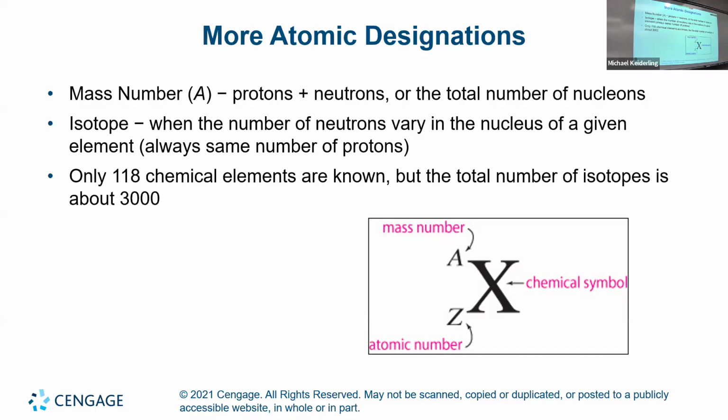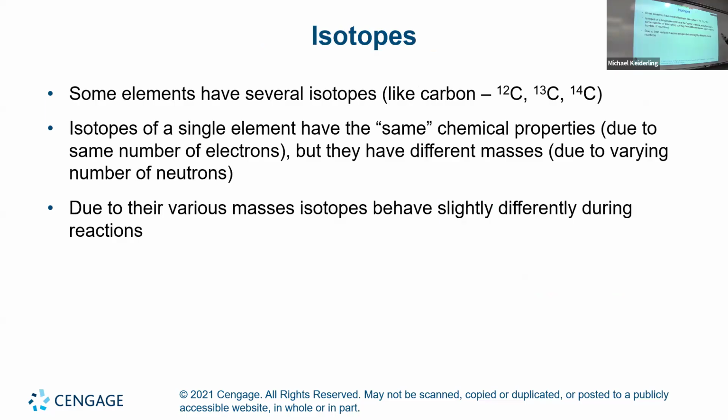And so every element has multiple isotopes, pretty much. So some elements have several isotopes, like carbon. The most common form of carbon is carbon-12. There is also about 1% of the carbon out there that is carbon-13. And then an even smaller portion is carbon-14, which is radioactive and decays. And actually carbon-14 is what we use for radiocarbon dating.